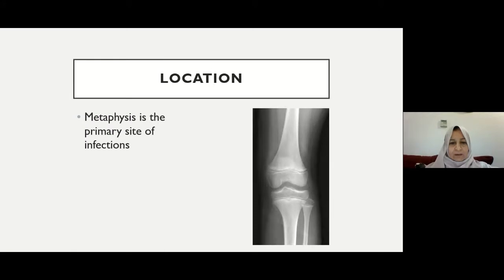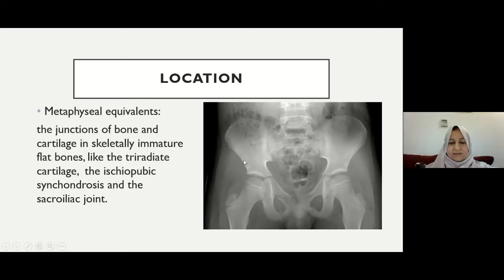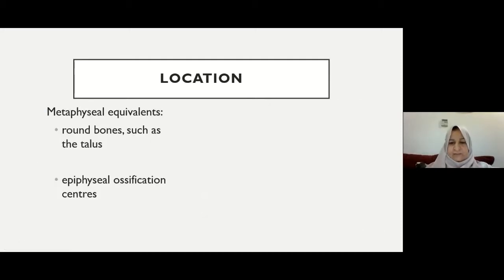Hospital. The infection usually starts at the metaphyses of long bones because they are vascular structures containing blood sinusoids and what are called end loop vessels, which allow for sluggish circulation. Other sites in the pelvis are where the bone and cartilage meet, around the triradiate cartilage, at the ischiopubic synchondrosis and around the SI joint. These sites are called metaphyseal equivalents because they have the same structure as metaphyses.